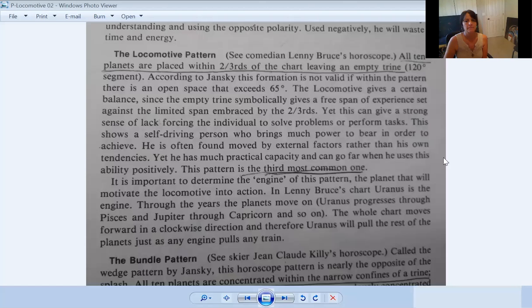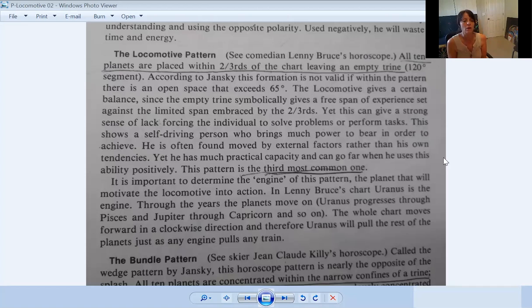All right, ten planets are placed within two-thirds of the chart, leaving an empty space of a trine. It leaves 120 degrees unoccupied. This formation is not valid if there's an open space that exceeds 65 degrees. The locomotive gives a certain balance, since the empty trine symbolically gives a free span of experience set against the limited span embraced by the two-thirds of the planets.